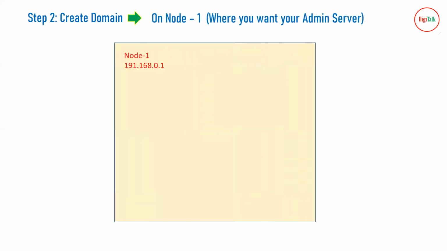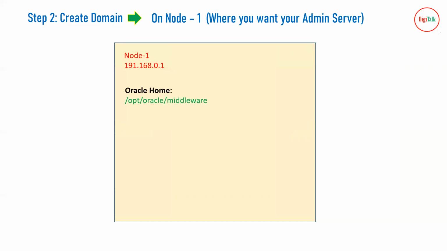Now, the second step: once you install your WebLogic server, you have to create a domain. The process is that you initiate the domain configuration wizard from node 1, or the machine where you want your admin server to be up and running. I'm sure you are aware that there will be only one admin server in a domain. In my case, suppose it is running on node 1, so I am initiating the configuration wizard to configure the domain from node 1.